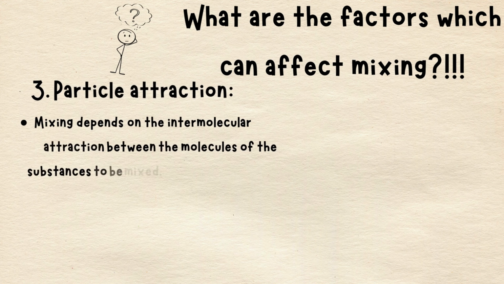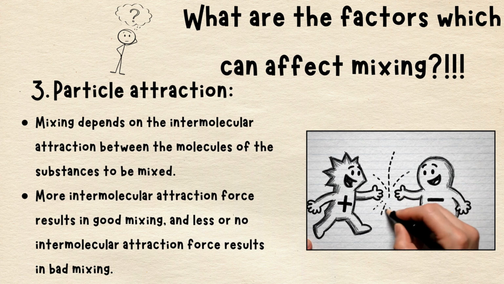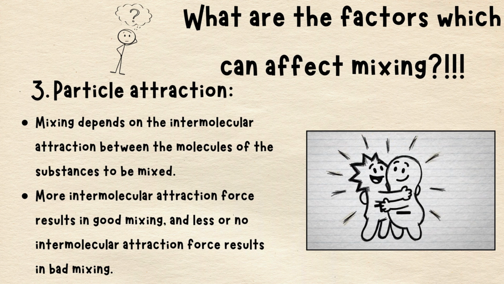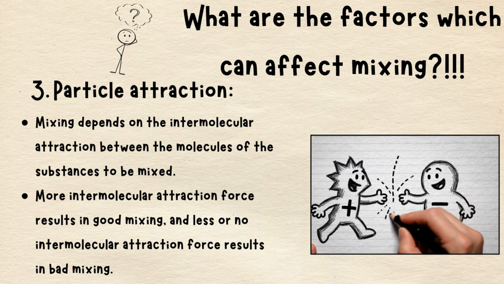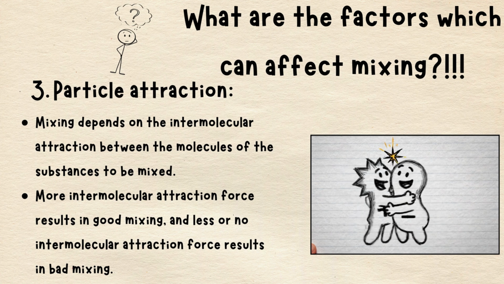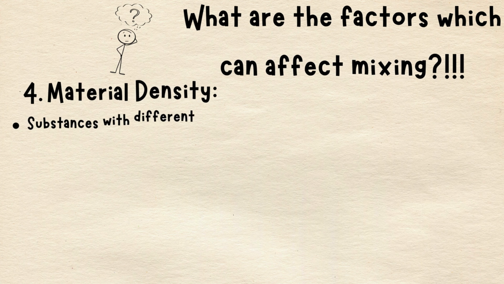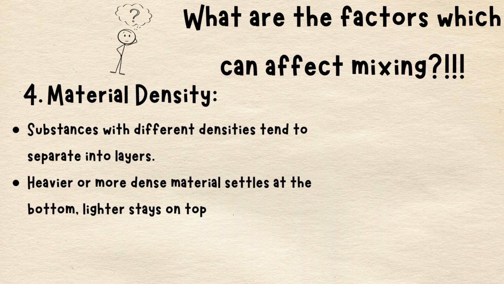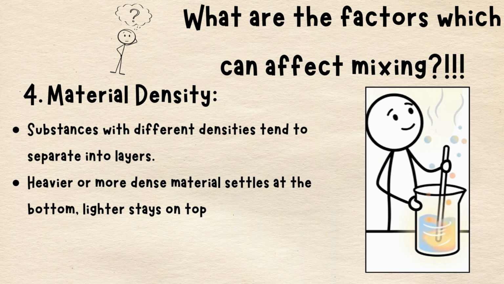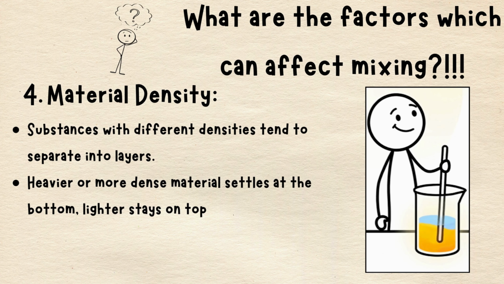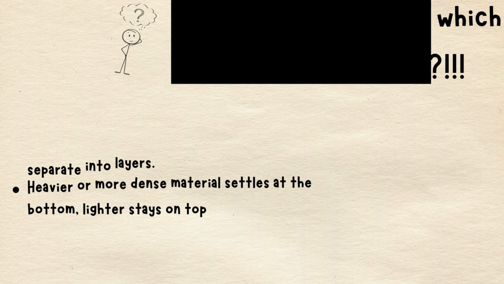Number 3 is the particle's intermolecular attraction. Mixing depends on the intermolecular attraction between the molecules of the substances to be mixed. More intermolecular attraction force results in good mixing, and less or no intermolecular attraction force results in bad mixing. And the final one is material density. Substances with different densities tend to separate into layers. Heavier or more dense material settles at the bottom while lighter substance stays on top.